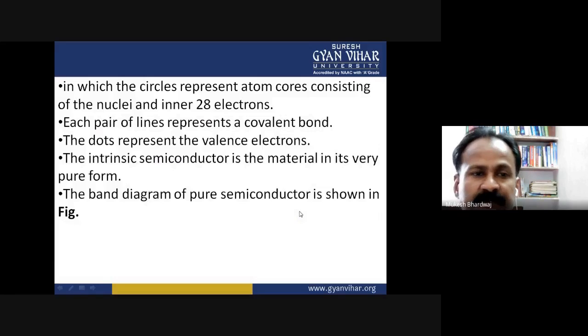Next, the circle represents the atom core consisting of the nucleus and the inner 28 electrons. Each pair of lines represents a covalent bond. The dot represents the valence electrons. The intrinsic semiconductor is the material in its very pure form. The band diagram of a pure semiconductor is shown in the figure.